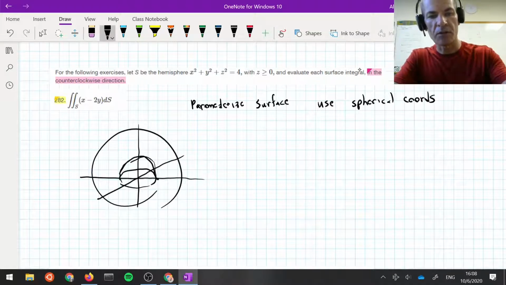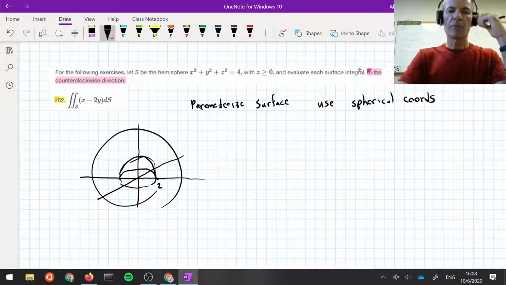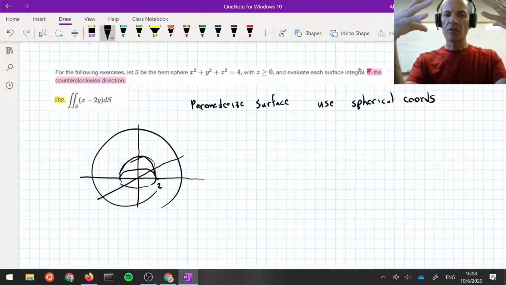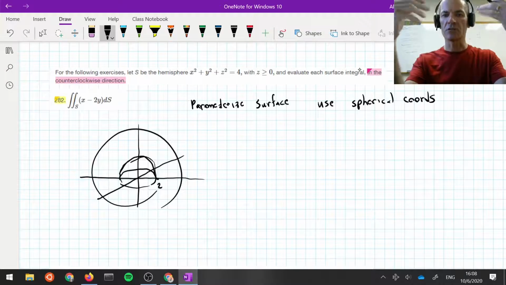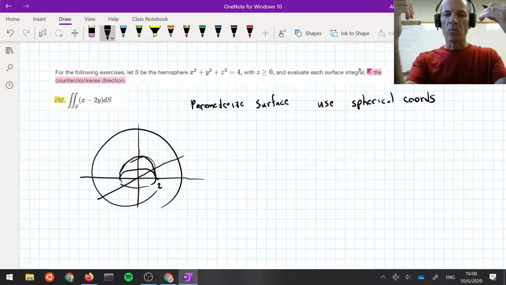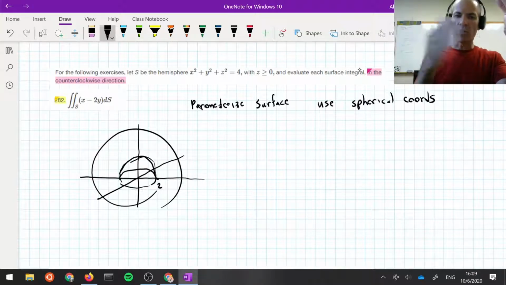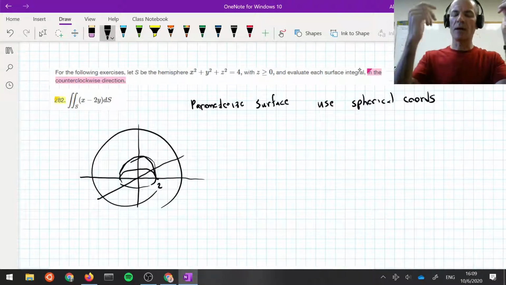we see this is a hemisphere of radius 2. You can imagine, if I'm on the surface, what's rho? Rho is going to be 2 because everywhere on this hemisphere I'm a distance of 2 units from the origin. So rho is a constant 2. Now, what is theta? Well, the hemisphere goes all the way around the z-axis. So theta is going to just go all the way around. Theta is going to go from 0 to 2 pi.